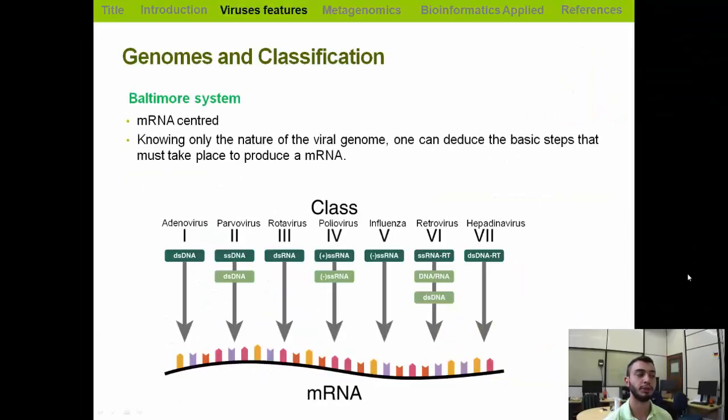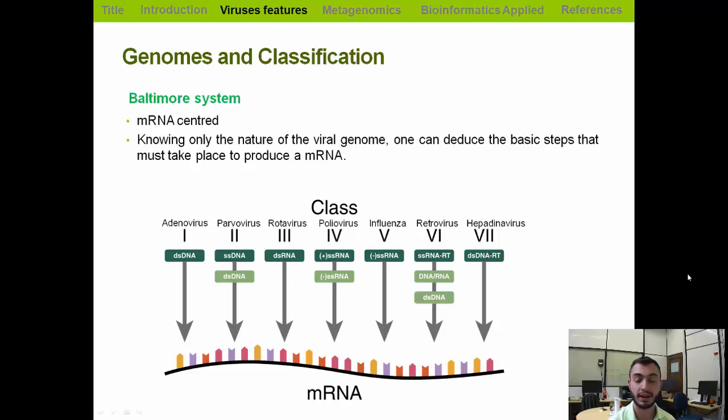So here I show you the Baltimore system, and it's a very elegant system because it's mRNA centered, and it's elegant because just knowing the type of genome of a virus, you can infer their strategy to replicate and to produce the mRNA. So it's a very nice one.